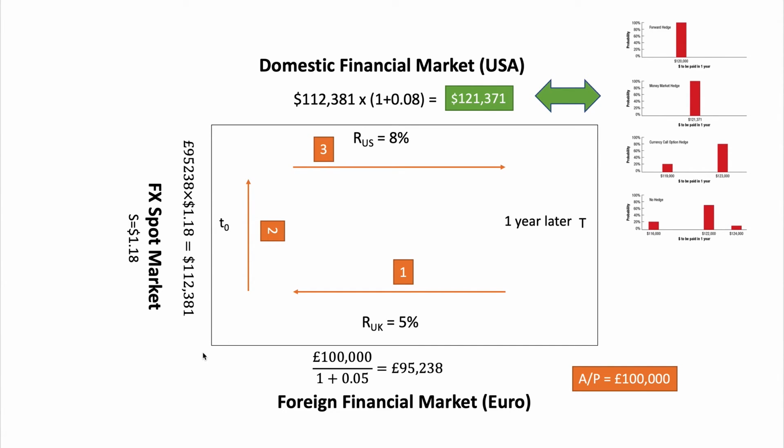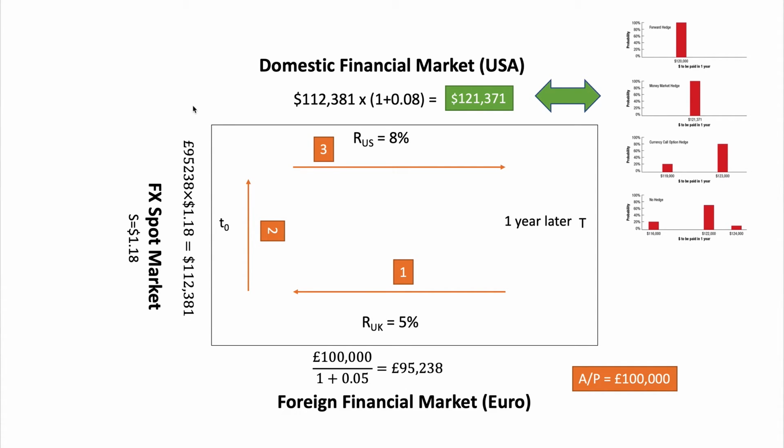How do I convert to US dollars? In this case, you multiply, right? We use the ask rate. Here is the euro times 1.18. You get US dollars, $112,381. So you get that number.